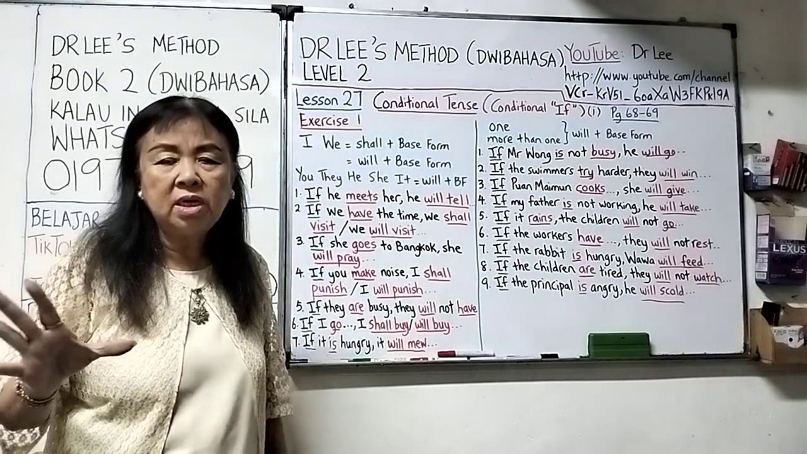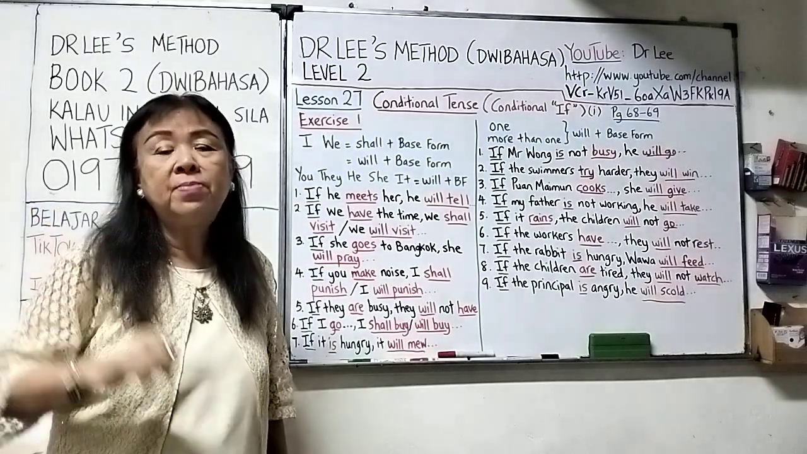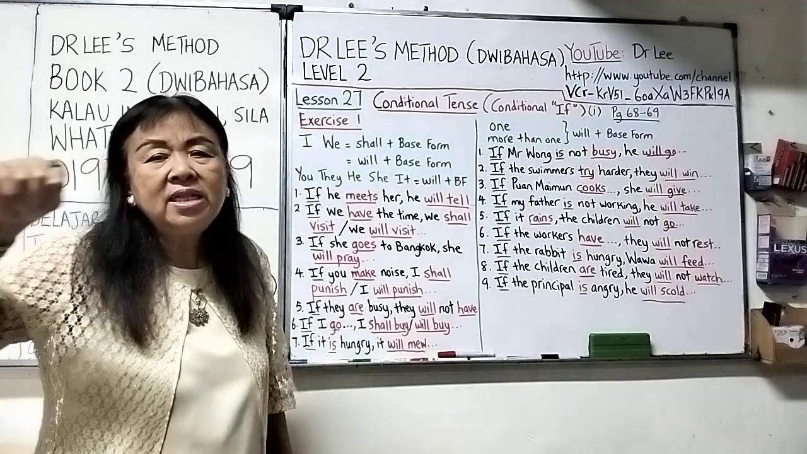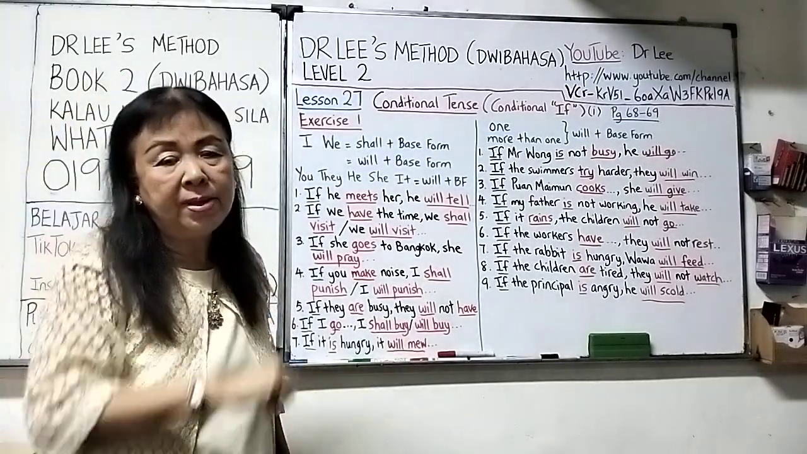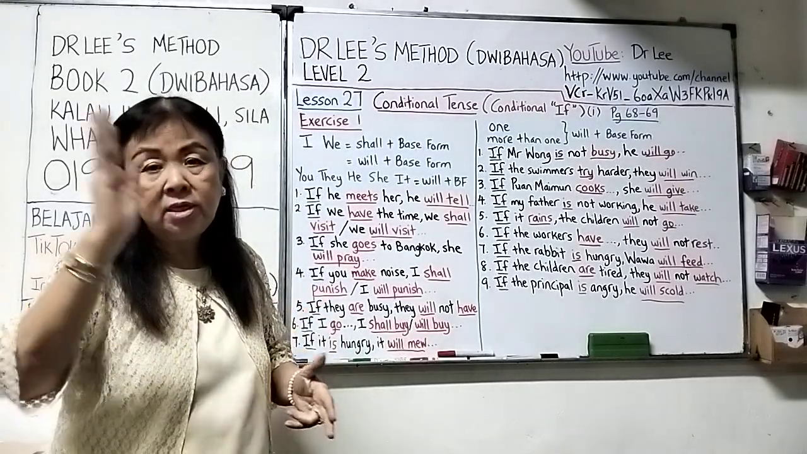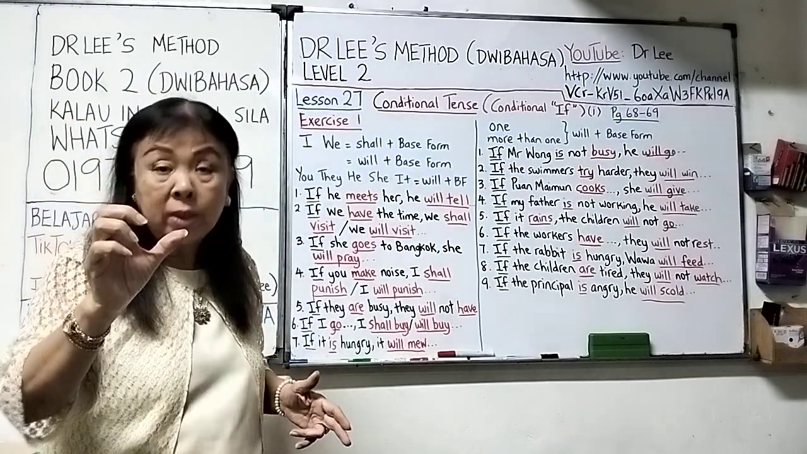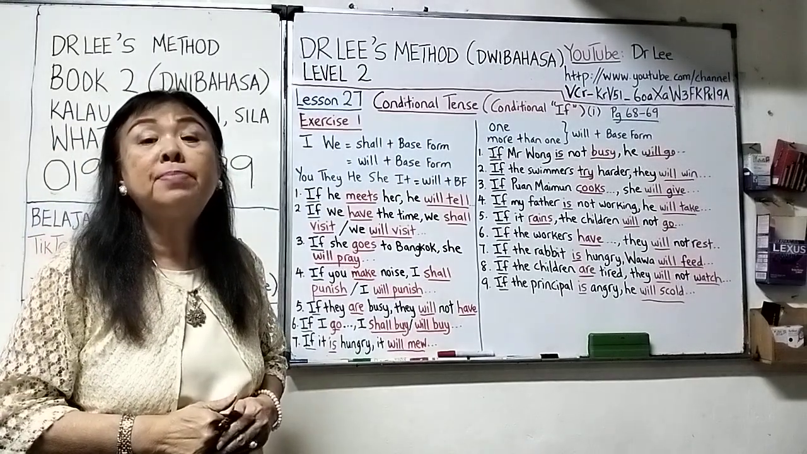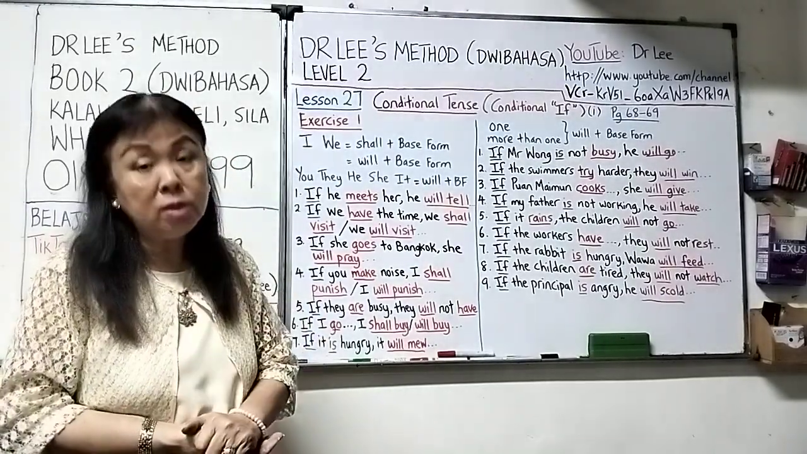Base form, for example, walk, W-A-L-K. Walk is the base form. W-A-L-K-S is not the base form. W-A-L-K-E-D is not the base form. W-A-L-K-I-N-G is not the base form. That means base form has no S, no ED, no ING, the letters behind the original word. You cannot put S, ED or ING because base form does not have S, ED or ING. That's the first thing you need to know.